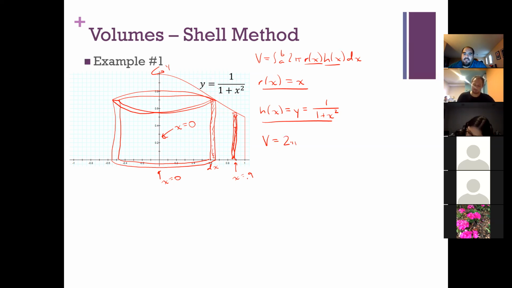As always, I can pull multiplied constants out of an integral. So I'll remove the 2 pi for now. What are my limits of integration going to be? 0 to 0.9? It's actually going to be 0 to 1. This rectangle, that 0.9 is not meant to be the right end of it. I just drew another one. But this region goes all the way up to x equals 1.